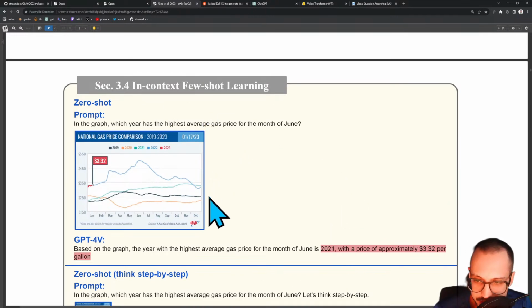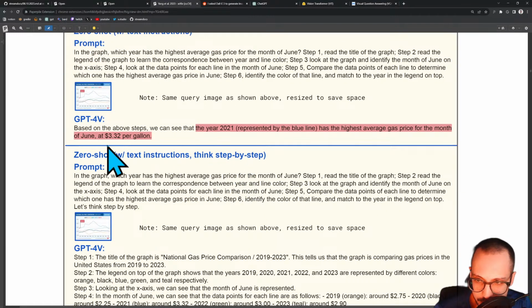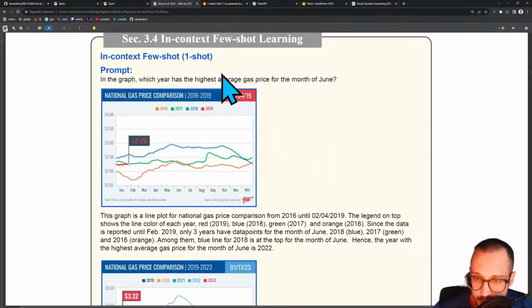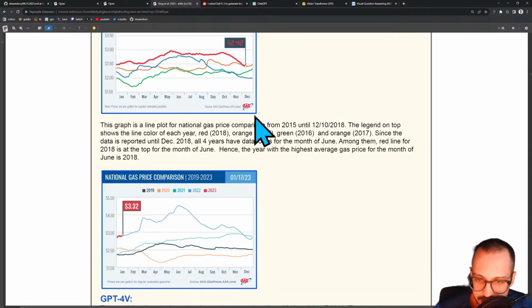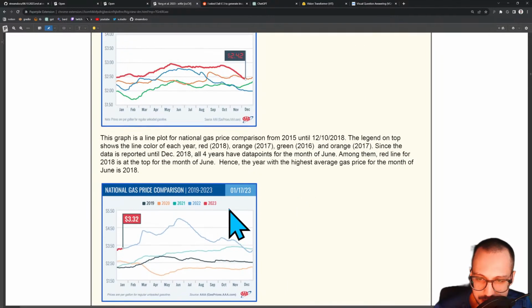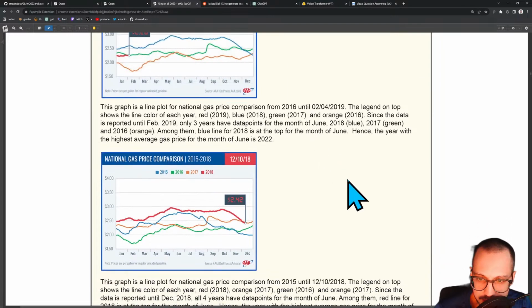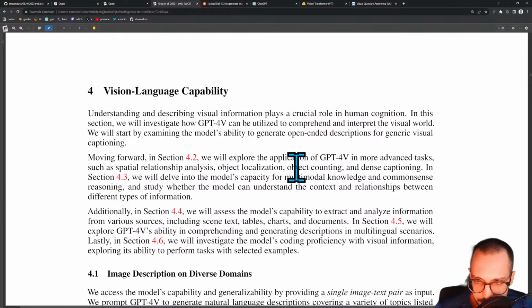In context, few shot learning. So I guess the same thing here. Which year has the highest average gas price? Gets it wrong. Zero shot gets it wrong. Zero shot with more prompt engineering gets it wrong. Zero shot with more prompt engineering gets it wrong again. One shot gets it wrong. And then I think here they're going to show you 2 shot gets it right. Okay, so there seems to be this kind of little magical boundary, once you go from 1 shot to 2 shot, it seems to perform better. Or it could just be that they're cherry picking the results here. But the more examples you provide, the better.